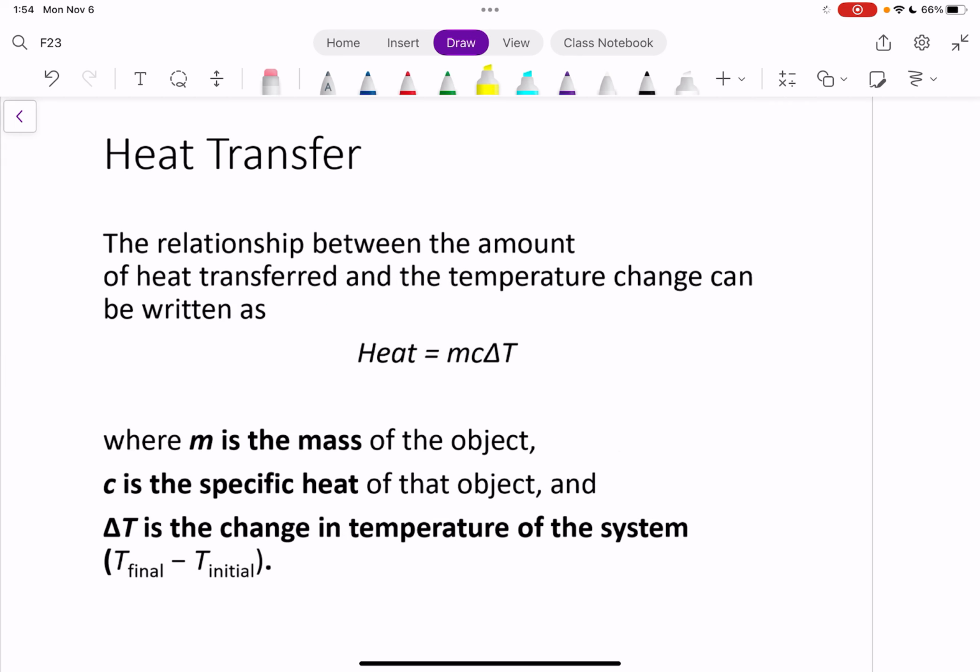All right, now what if we wanted to calculate how much heat is transferred when we change the temperature of something? So think of our coffee cup example. What if I wanted to know how much heat that coffee cup transferred to my hands as I was holding it? You can actually figure that out using this equation here. We'll break it down a little bit, but it's heat equals M times C times triangle T. And we'll talk about what that triangle is.